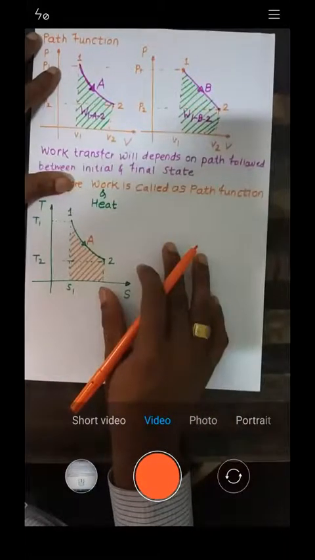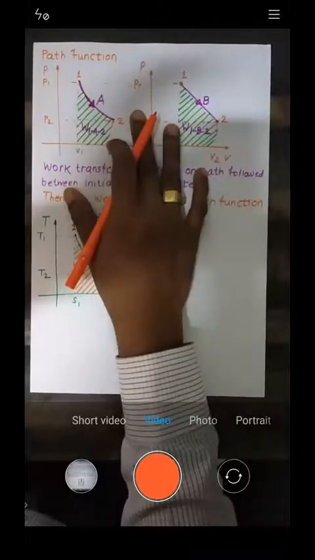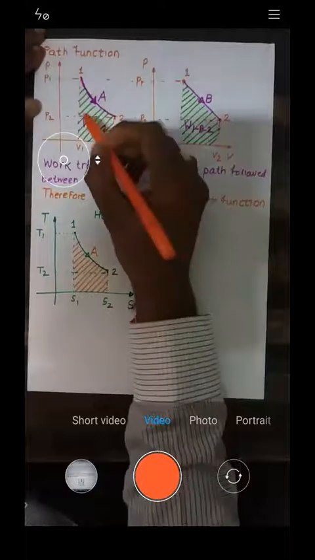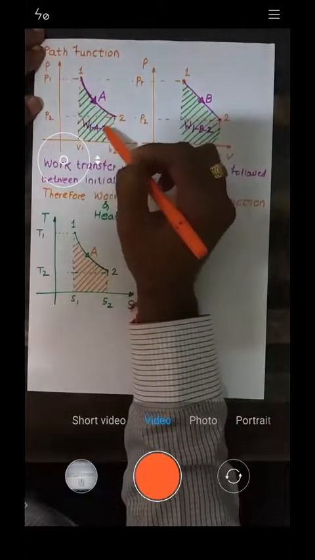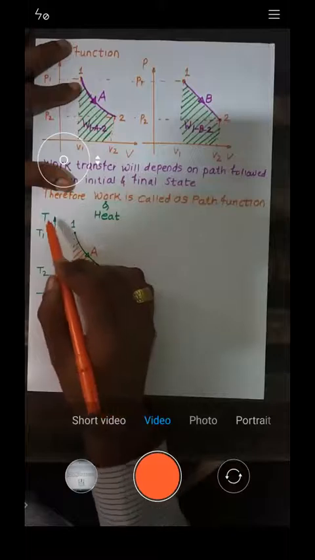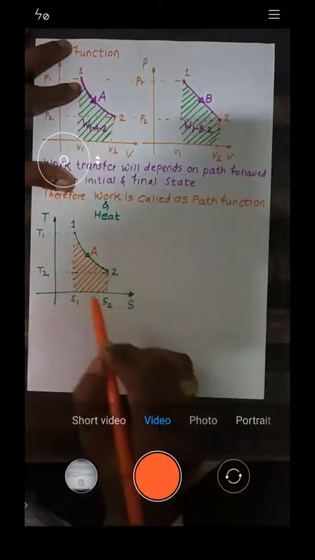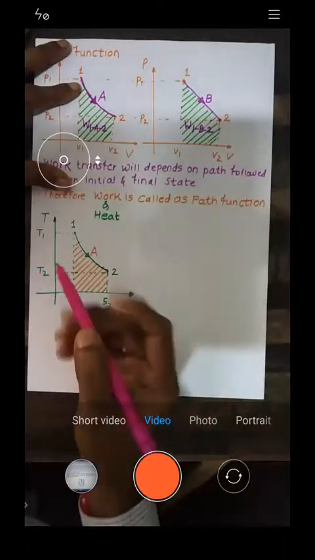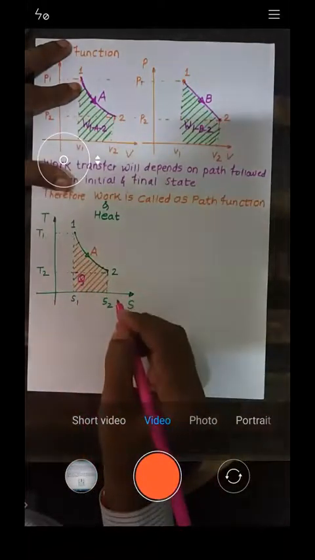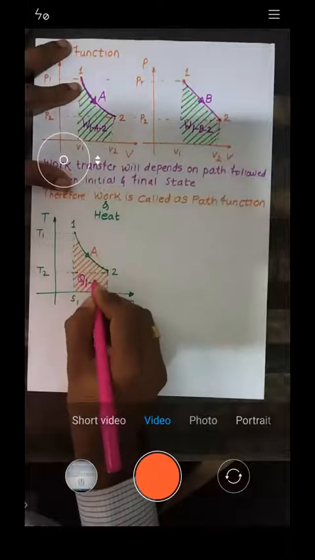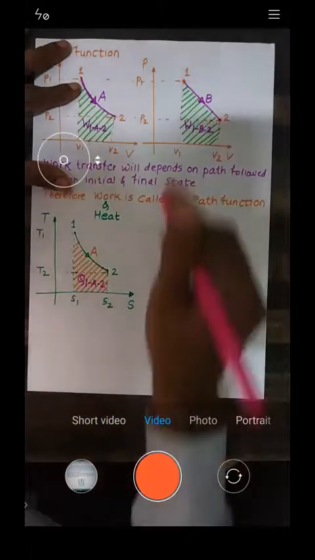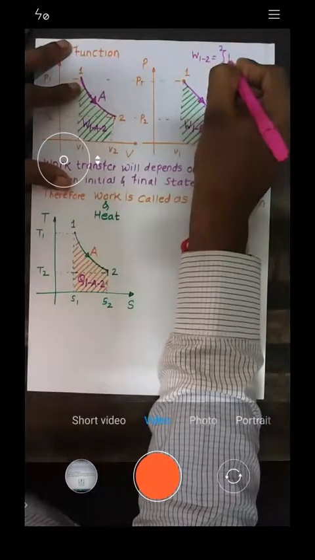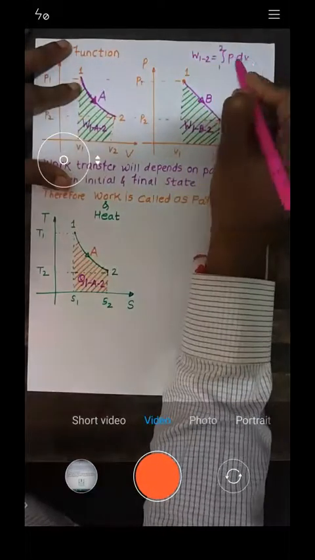Now, plot the process on a PV diagram, right? When you plot the process on a PV diagram, it will give you the work. On the other hand, when you plot the process on a TS diagram, it will give you the value of heat. So this will give you Q1A2. Try to understand, because the formula for W1 to 2 was the integration from 1 to 2 of PdV. So when you plot it on a PV diagram, it will give you work.